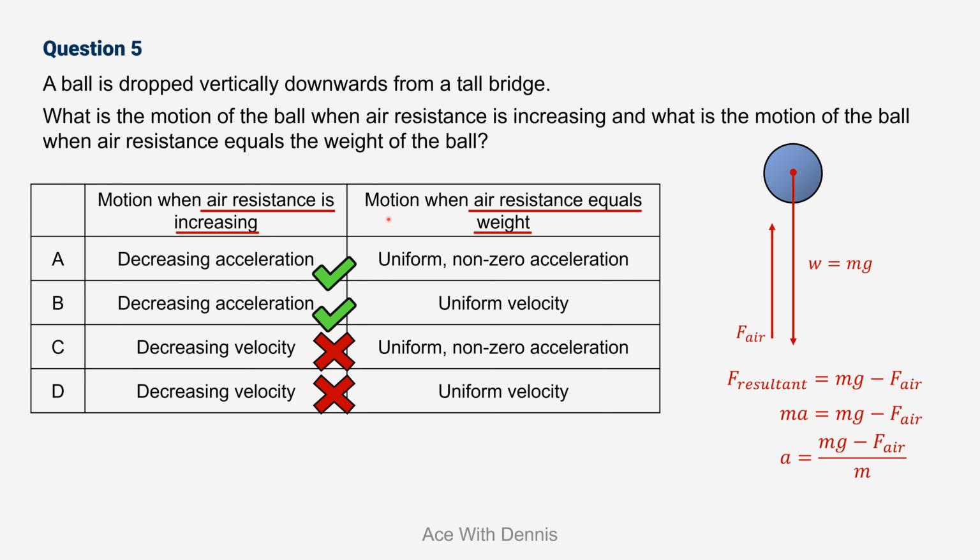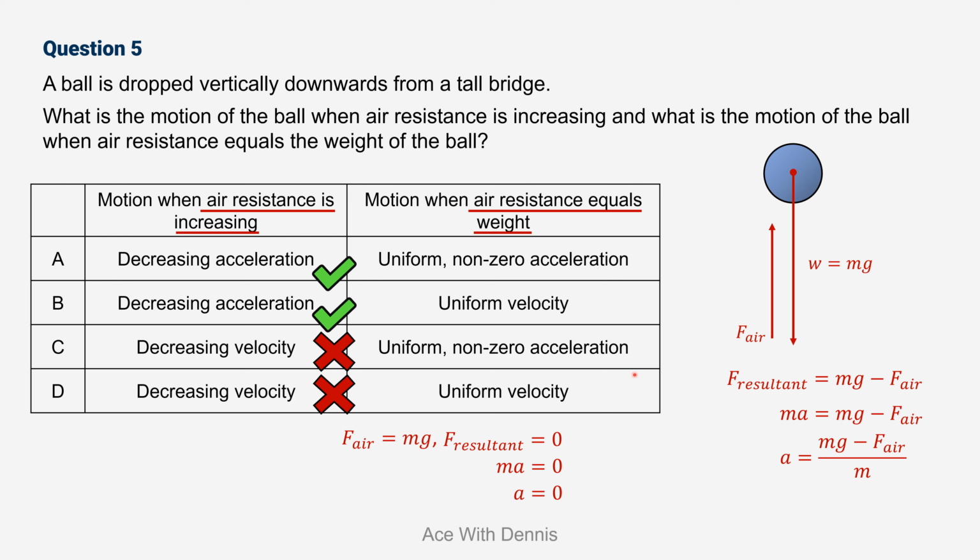Now let's check the second situation. What happens to the motion when air resistance equals weight? When air resistance equals the weight, look at this formula again. These two values are the same. Hence, when these two same values minus each other, we get 0 resultant force. So the resultant force ma equals 0, but the mass is constant, hence the acceleration is 0.